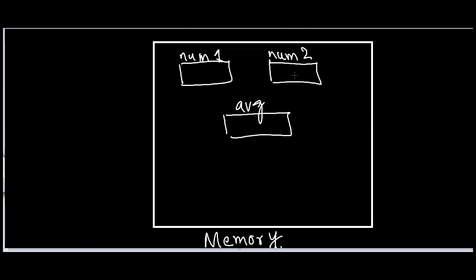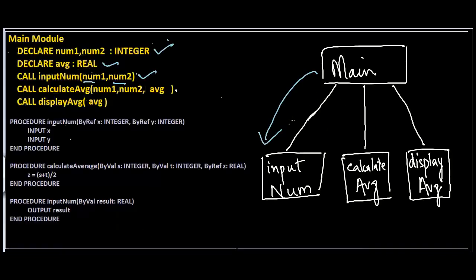If they don't have any value inside of them, then we don't need to show anything on our structure chart. When this call is made, we don't need to show anything, because the parameters num1 and num2 that are being passed do not have any value inside of them. Because they don't have any value, we don't need to show anything right now.